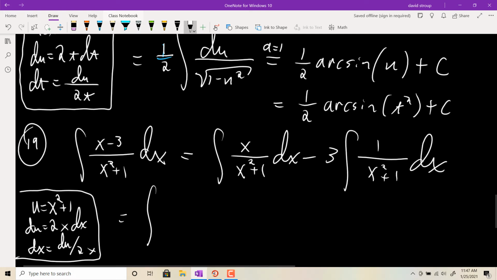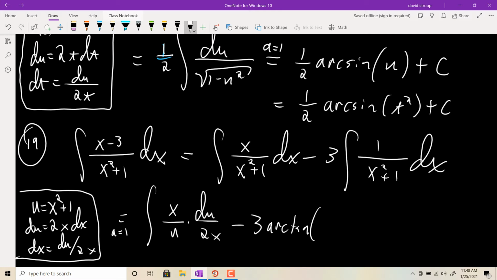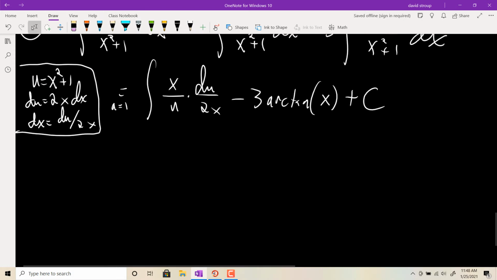So our first integral is x all over u times dx, which is now du over 2x, minus 3, and that's an arc tan with a value of 1. So we have arc tan of u, in this case just x, all over 1, and then plus your integration constant. Let's go ahead and factor out the 1/2 from that first integral. The x's magically disappear.